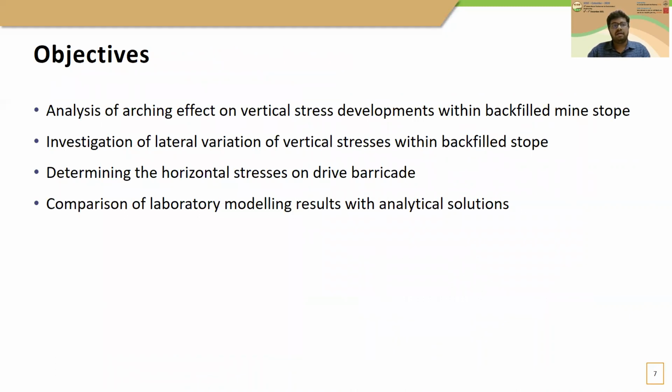Having said that, my research objectives were to analyze the arching effect on vertical stress developments within backfill mine stope, to investigate lateral variation of vertical stresses within backfill stope, to determine the horizontal stresses on drive barricade, and also to compare the laboratory modeling results with analytical solutions.